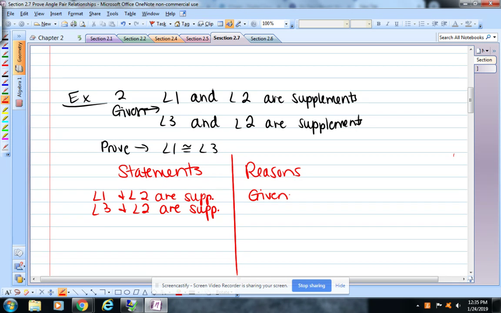Well, if you look at your handout, the congruent supplements theorem says if two angles are supplementary to the same angle, then they are congruent. Angle 1 is supplementary to angle 2, and angle 3 is also supplementary to angle 2. So that means their measures must be the same if they're both supplementary to the same angle. So angle 1 must be congruent to angle 3 based on the congruent supplements theorem.